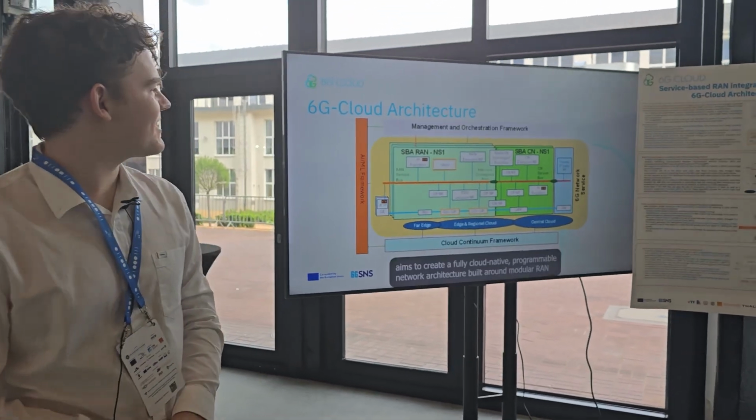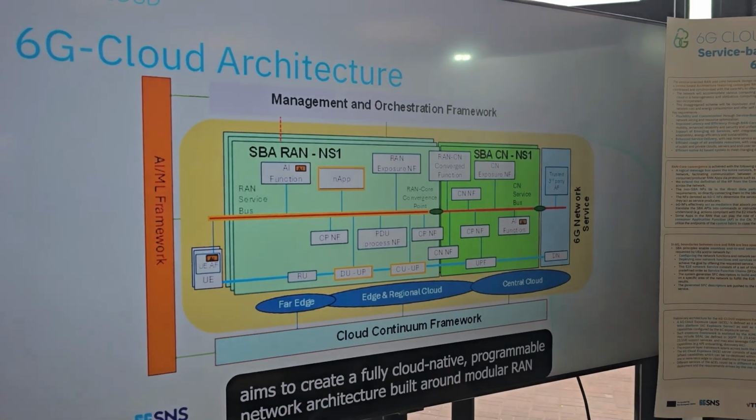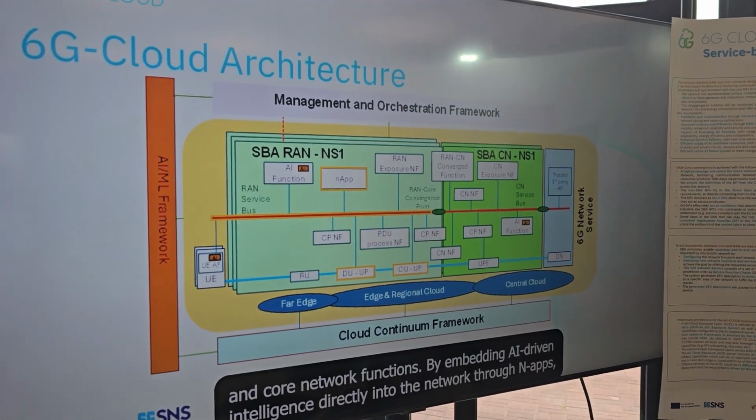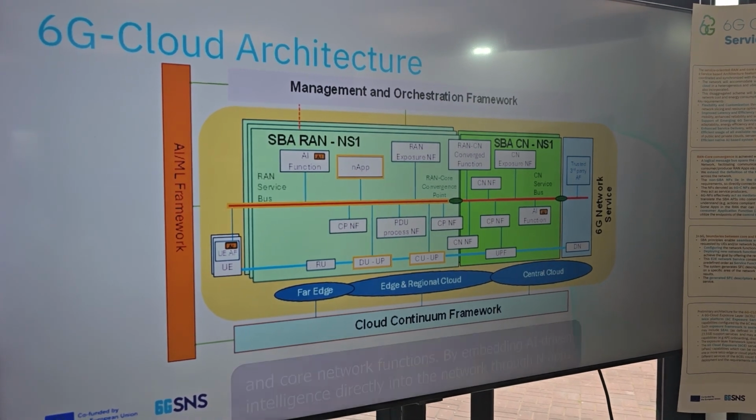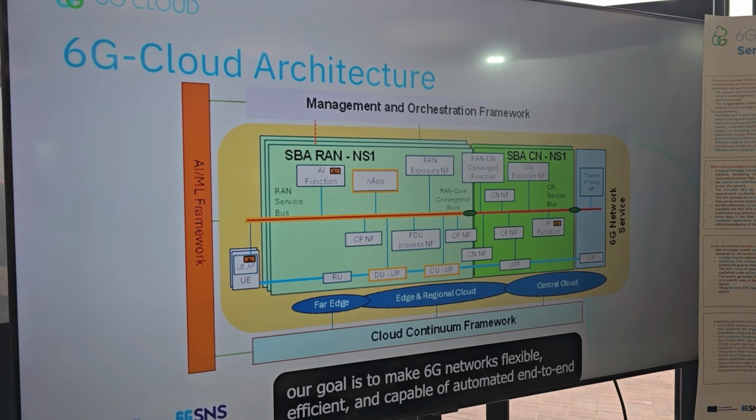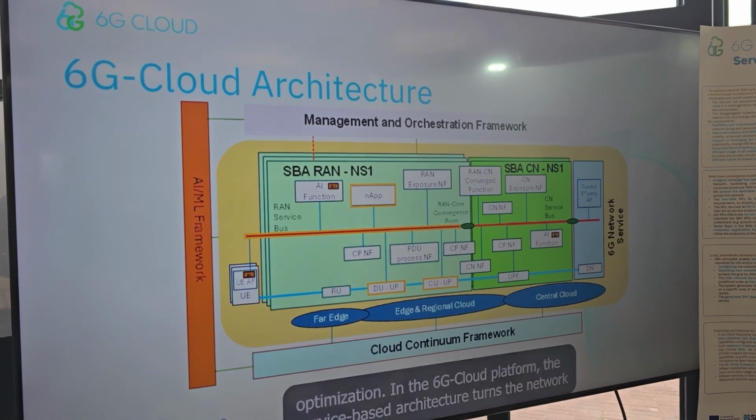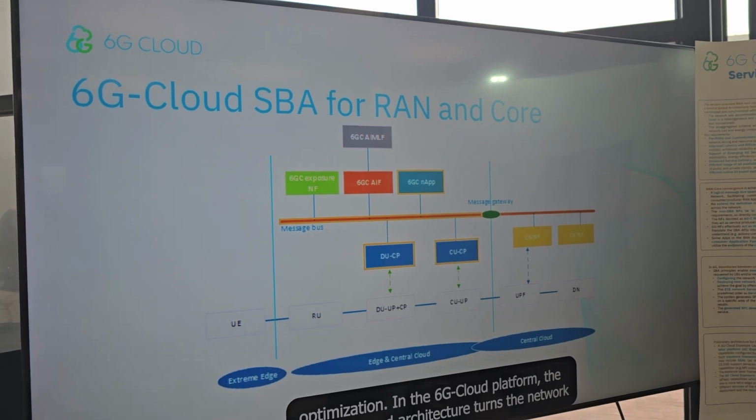Okay, so this is the 6G Cloud architecture that we're using right now. Here in this demo, we're focusing mostly on the NApp and service bus implementation into our networks. In this demonstration, our goal is to be able to use these components to configure the network automatically and intelligently to provide the best service we can.